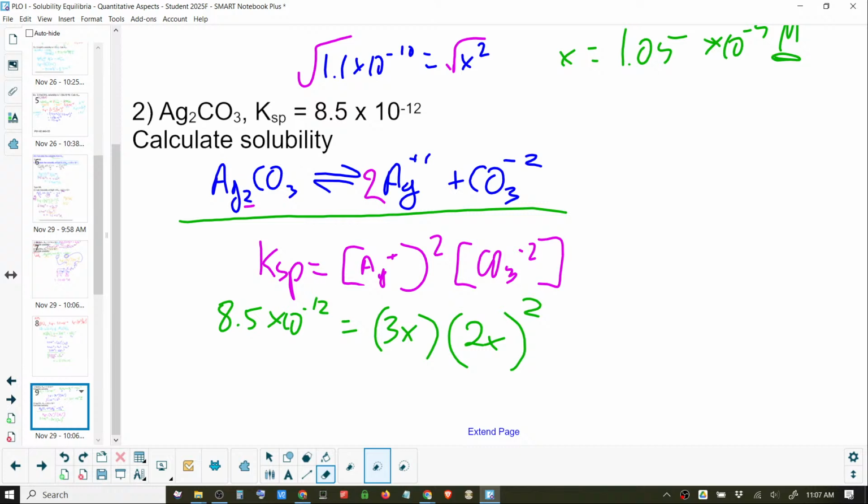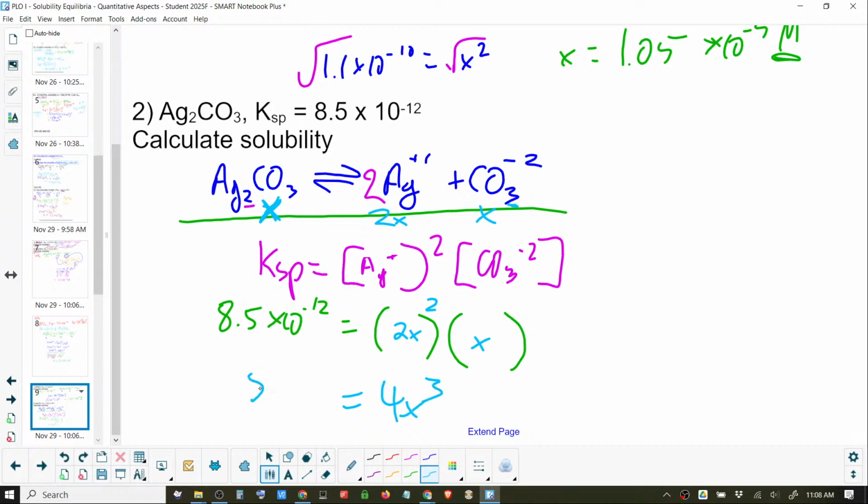So if this is x, what's the concentration of Ag plus 1? Oh wait, no, I did it wrong. That's okay. It's just x. But as general to the class, what will this be? 2x. And what will this be? X. So that is independent of anything there. So we would substitute those in as 2x squared and x. And so this is going to be one of those 4x cubed problems.